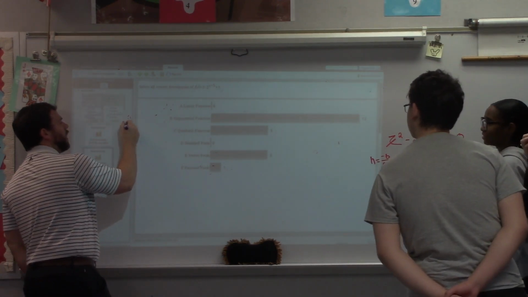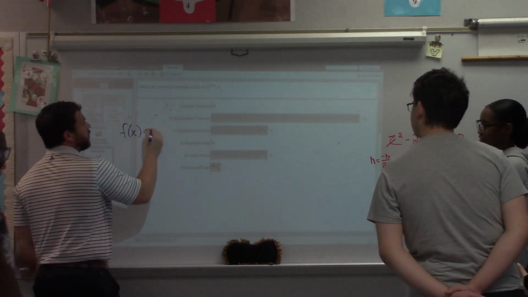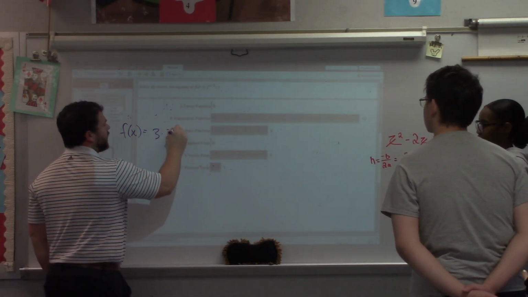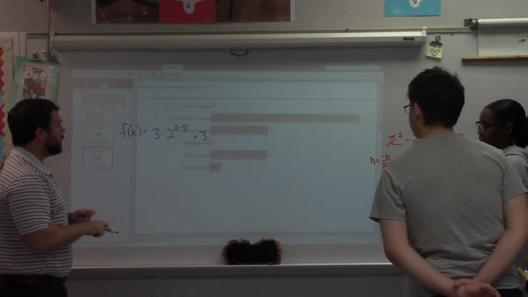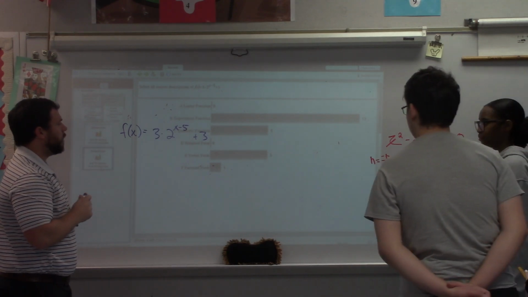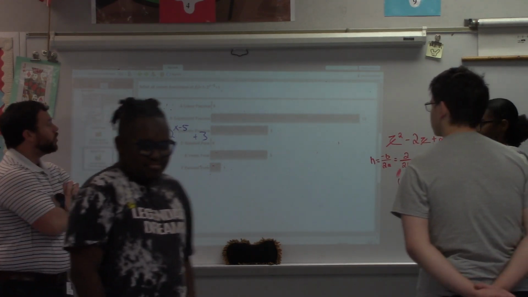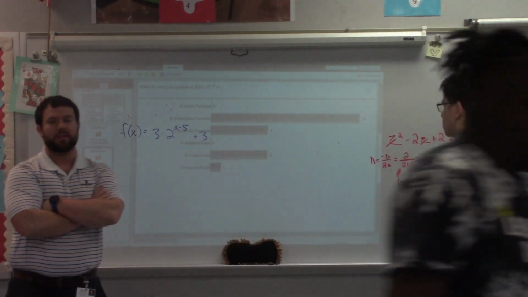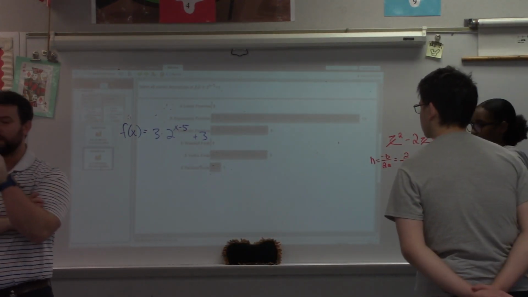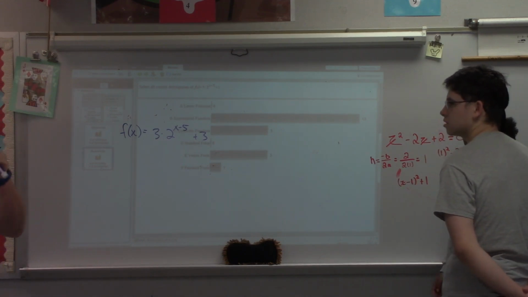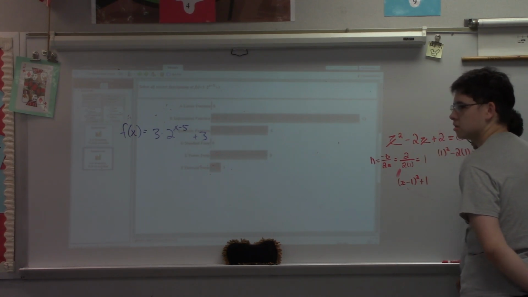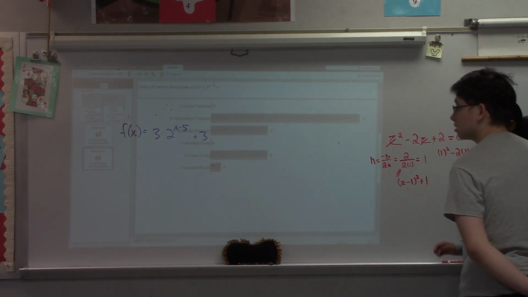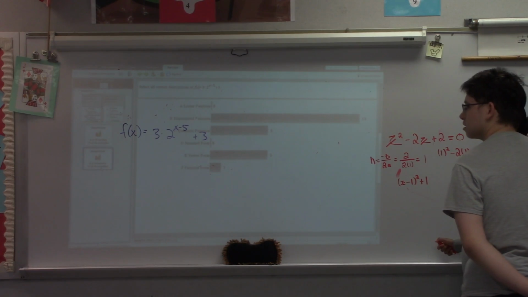Anyways, so f of x equals 3 times 2 to the x minus 5 plus 3. Looking at this equation, we got a little bit of a split here. We got a majority that say exponential function and a couple that say quadratic. And I need us to pay attention to this because we have to understand this detail. First off, on the test I asked you to identify what mathematical representation this is. What is it?